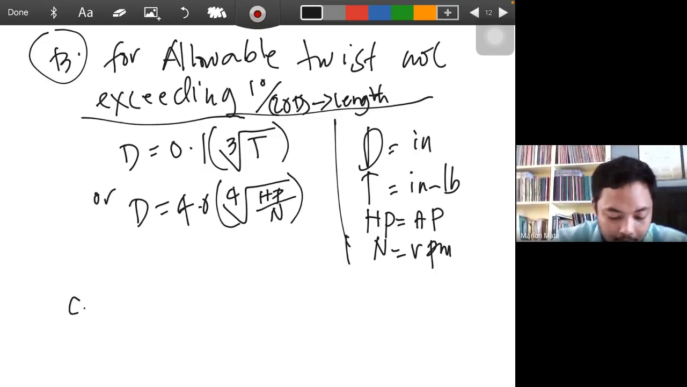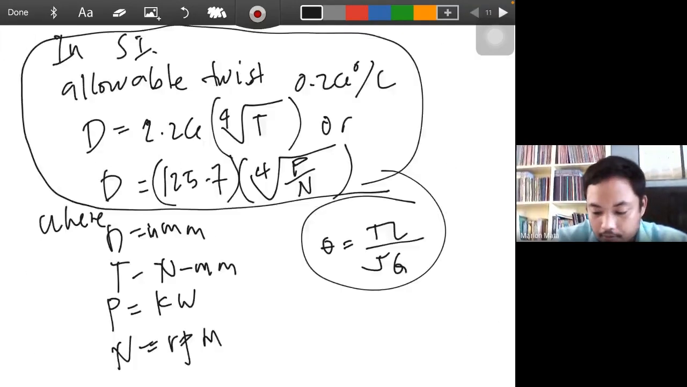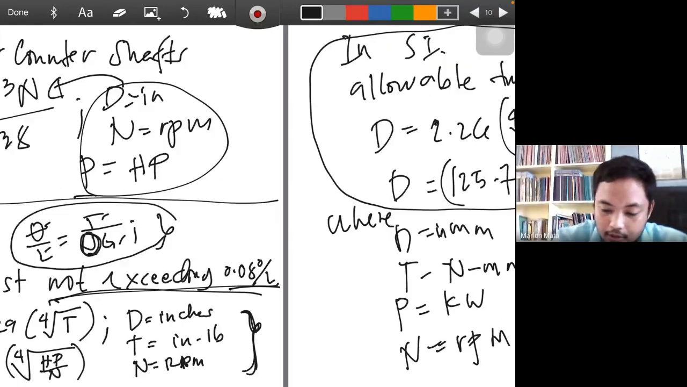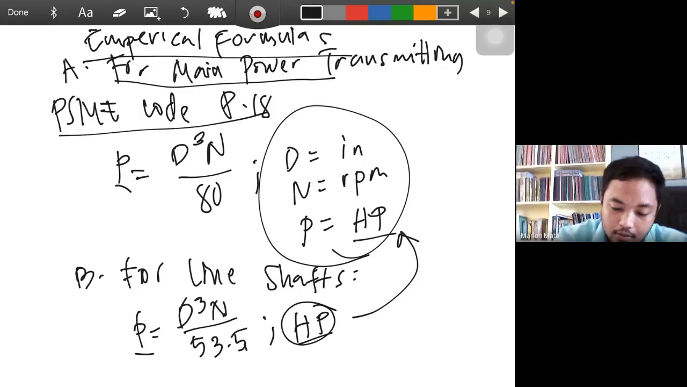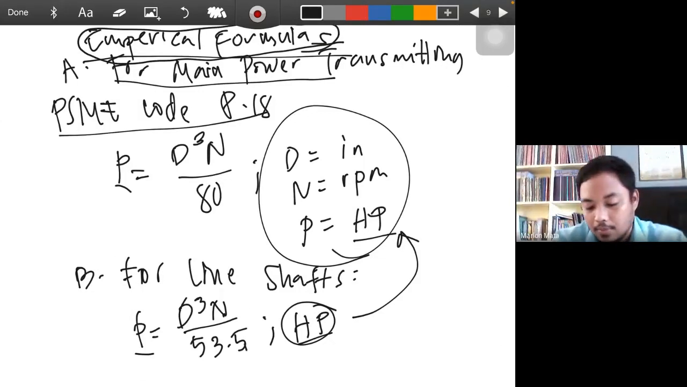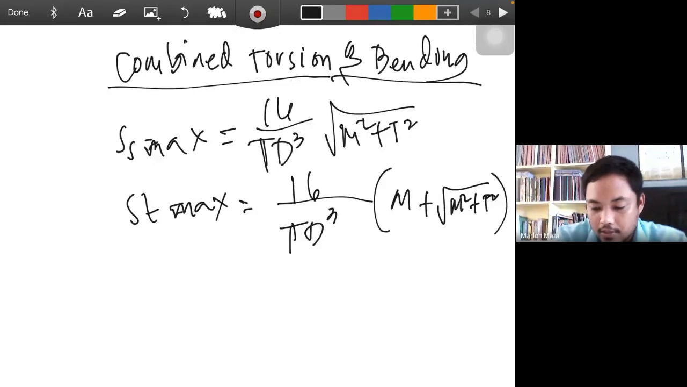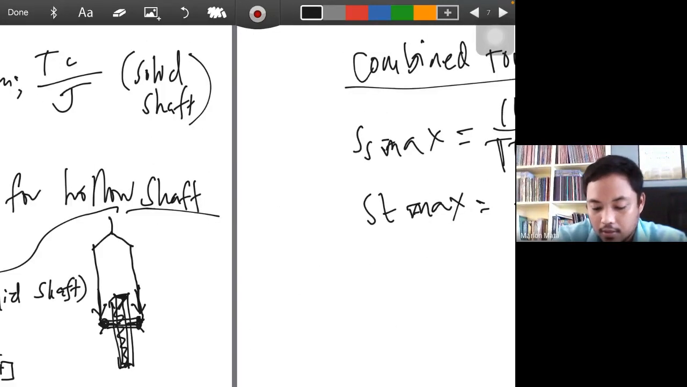Now you see, you have another one from the PSME code. Again, these are called empirical formulas, but you need to remember them for shaft design, because these are stresses, the stresses that are experienced by the shaft.